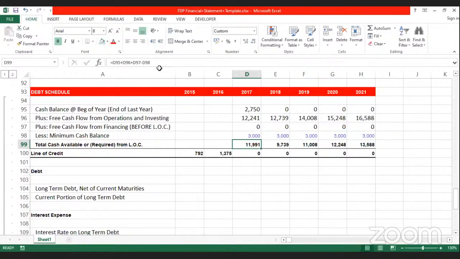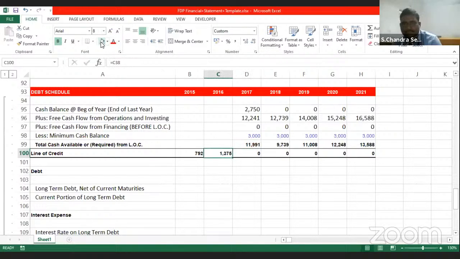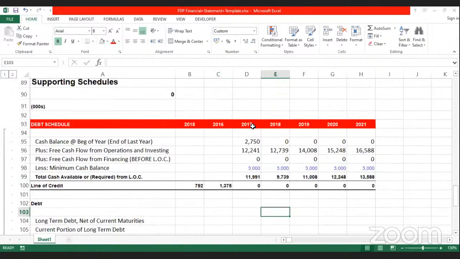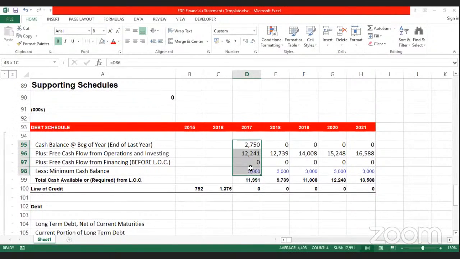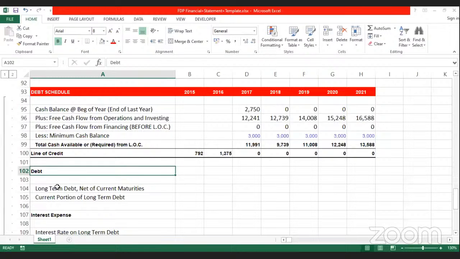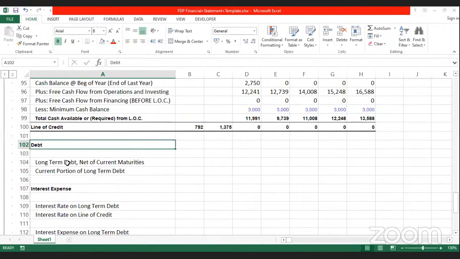Okay, so moving ahead, now my line of credit is done. I come to know what is the cash balance with me and what is the liability which I have to give. So totaling this, I know that the line of credit is done. Now, the debt schedule I have to do with the help of two terms, which are long-term debt and current portion of long-term debt.